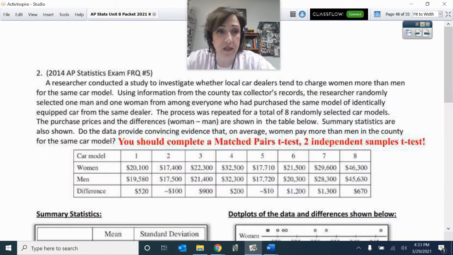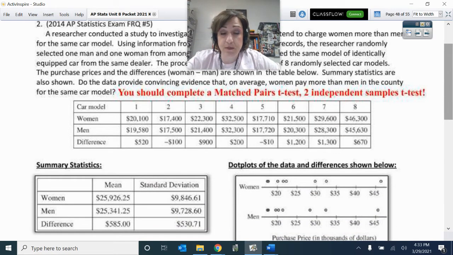Okay, moving on. So here's 22. This is an interesting problem from 2014 on the AP test.